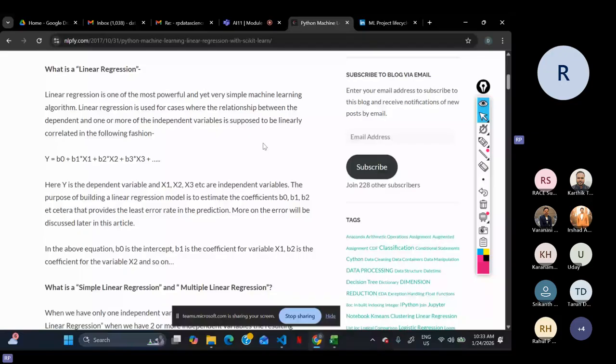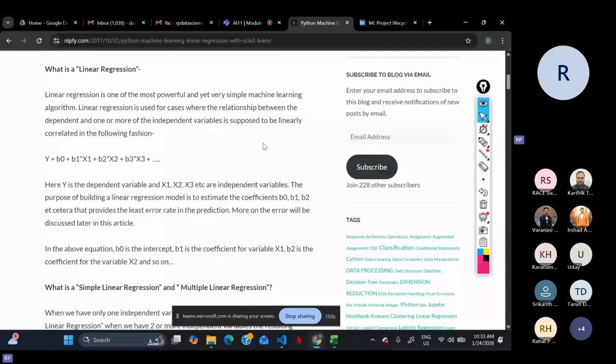When we develop this linear regression model and we get some results, there will always be some error. So there are a few assumptions for this linear regression. The first assumption is that there should not be any multicollinearity.